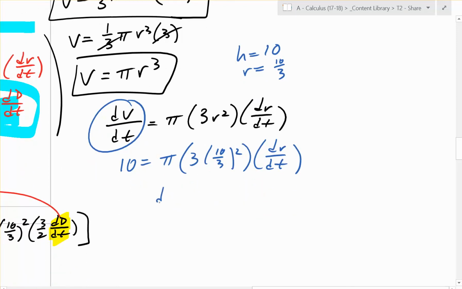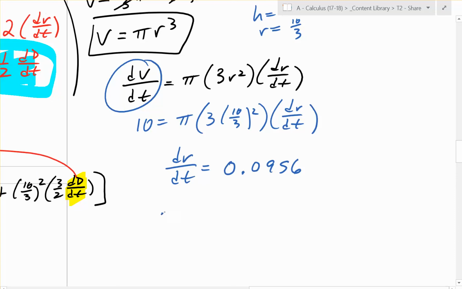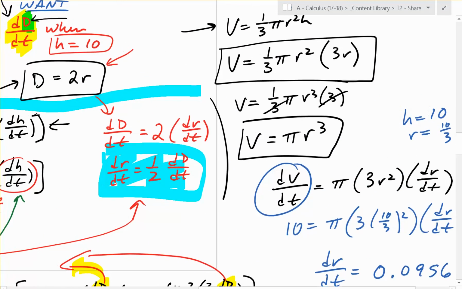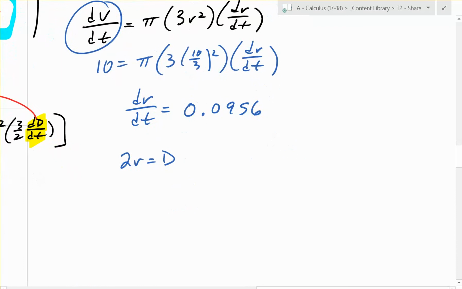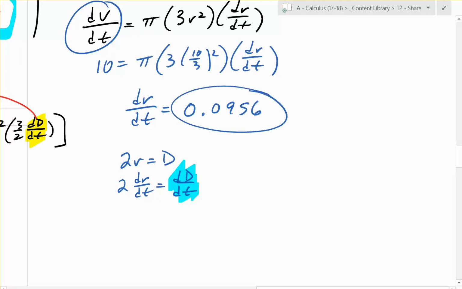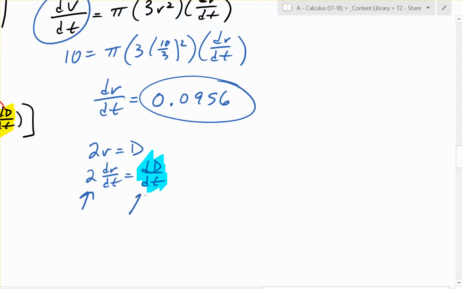So if you do this out, you end up with dr dt is equal to 0.0956. But that's the rate of change of the radius. But we know that 2 times the radius is equal to the diameter. That's from here. So what you can do is now you know that 2 times dr dt is equal to dd dt. And we want dd dt, the rate of change of the diameter. So all we need to do is double it. If that's the rate of change of the radius, we need to double it to get the rate of change of the diameter. So that means that dd dt is equal to 2 times that, which is 0.191. That's going to be feet per minute.